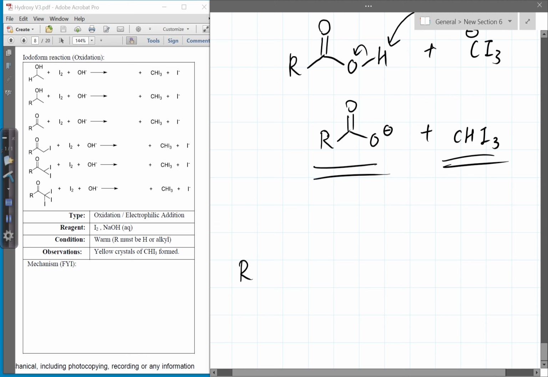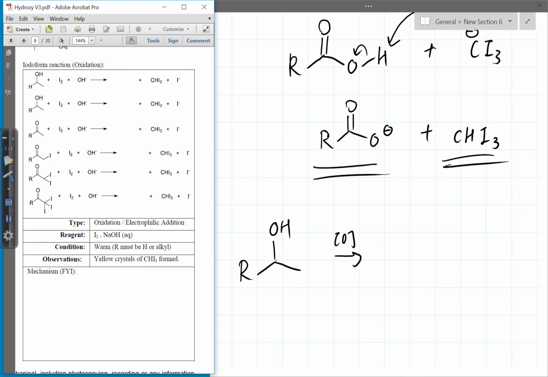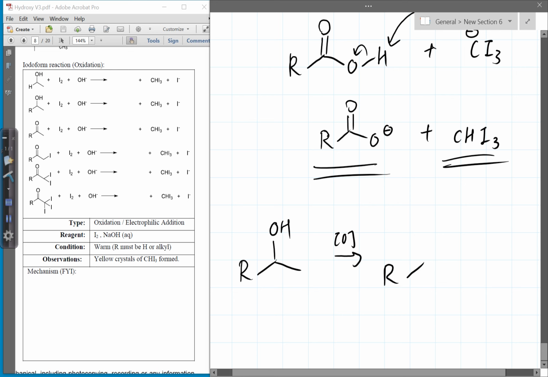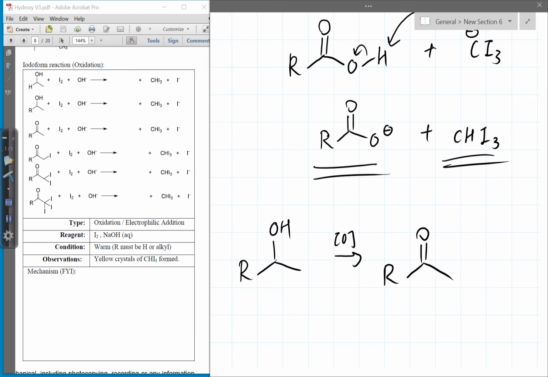And now the question is, why can alcohols react in the same way? For alcohols such as this, the first step that actually happens is an oxidation step. Remember, your iodoform reaction is an oxidation reaction. So this actually gets oxidized to this first, and this is similar to the third one. Same thing for the first one.